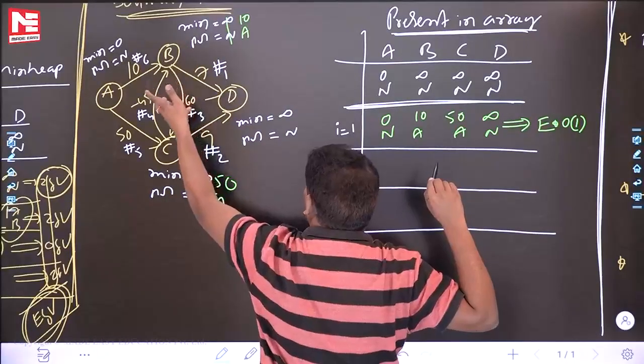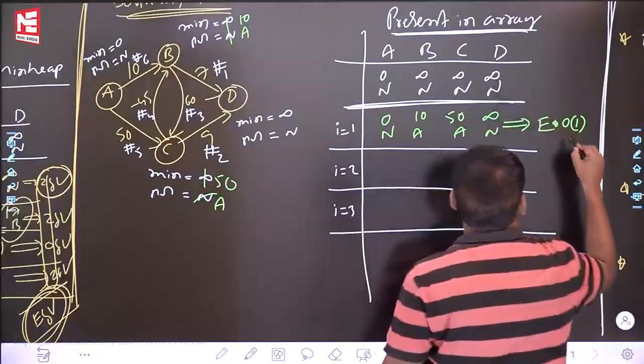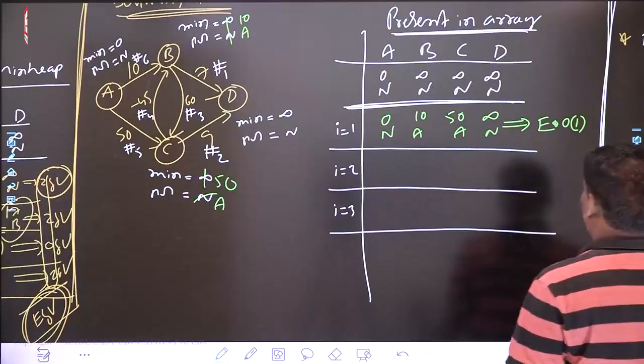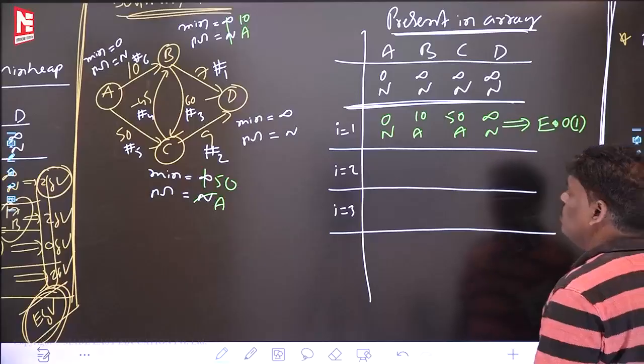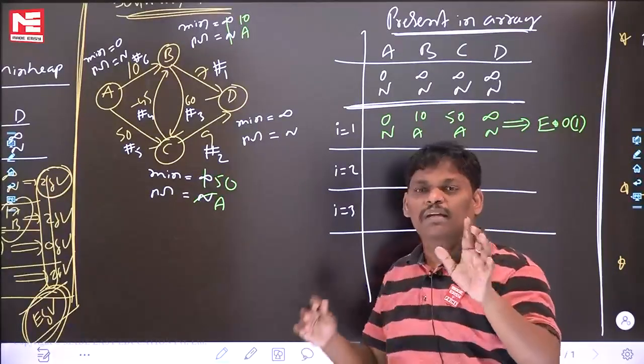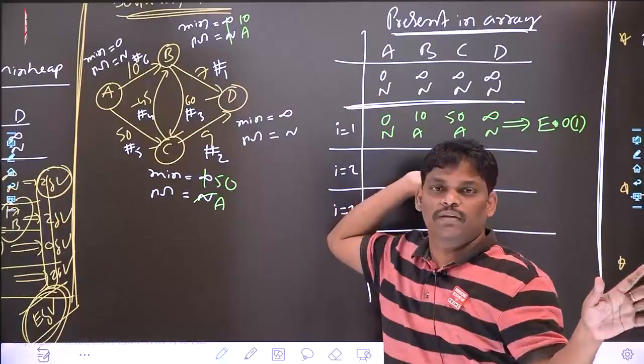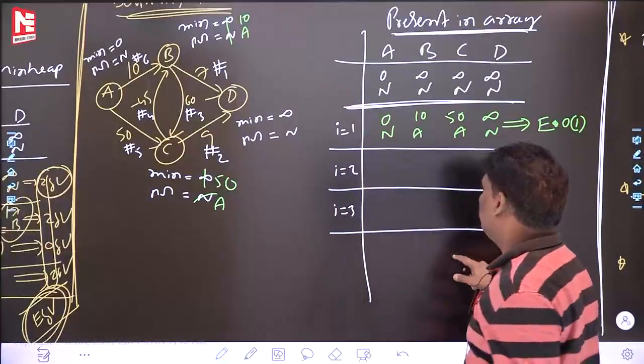Every edge decrease key operation in the min heap is log V. But in the case of array, constant. Now, those people who have a small doubt, let me do one more round also. Let me give clarity first. Why I went to the array, all the things I will explain. Right? Let's go to round number 2.